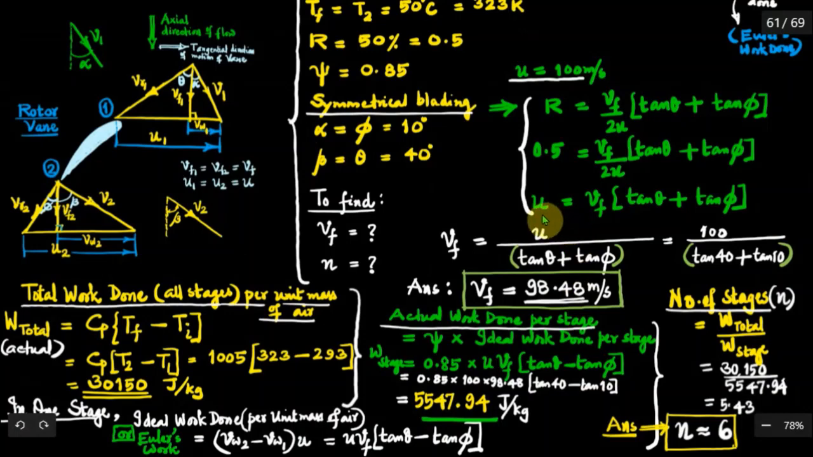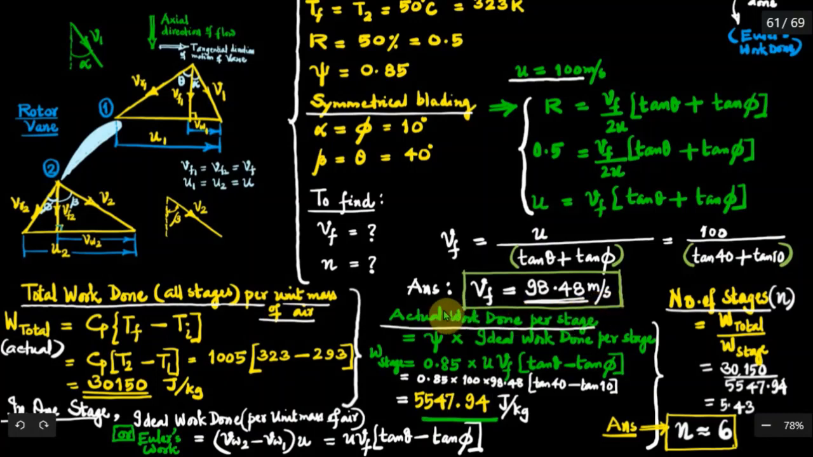See, just consider this now. U is equal to Vf into tan theta plus tan phi, and what about Vf? So Vf is equal to u divided by tan theta plus tan phi. So u is given as 100. So 100 divided by tan theta, theta is equal to 40 and phi is equal to 10 degrees. So 100 divided by tan 40 plus tan 10. So you will get Vf is equal to 98.48 meter per second.